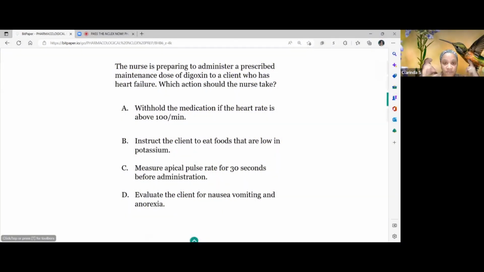So you're already thinking in your mind, what do I need to do? What is my action as a nurse? And I kind of pull answers in my mind, maybe even before I look at the options, so I don't get distracted. That increases your confidence that you know something about this drug. You know what you need to do before you give it. You know what things you're going to be checking for or evaluating for. And so the query here is, which action should the nurse take?